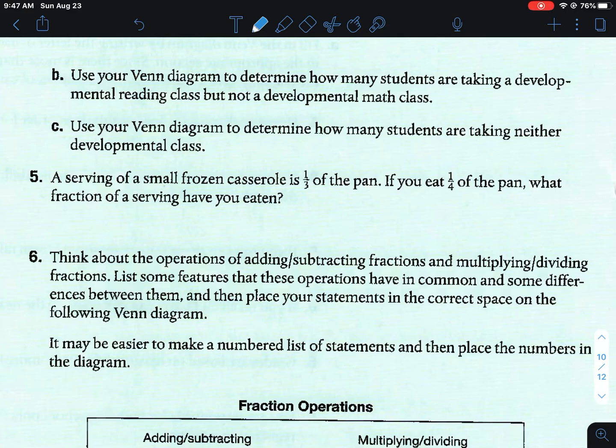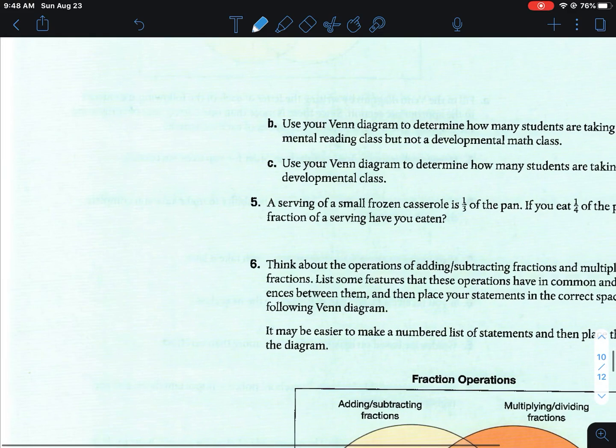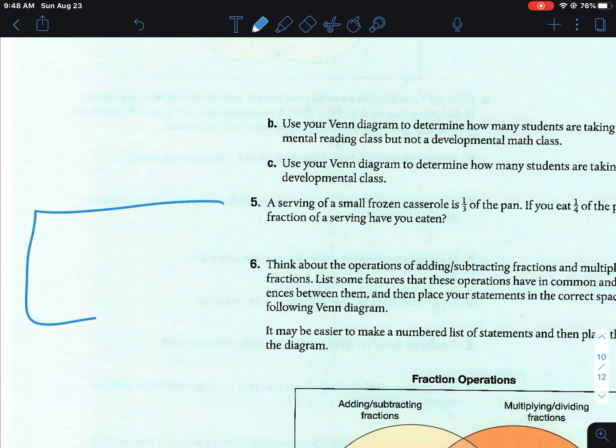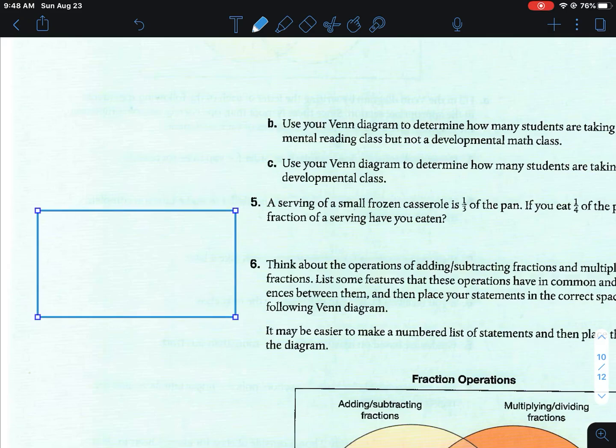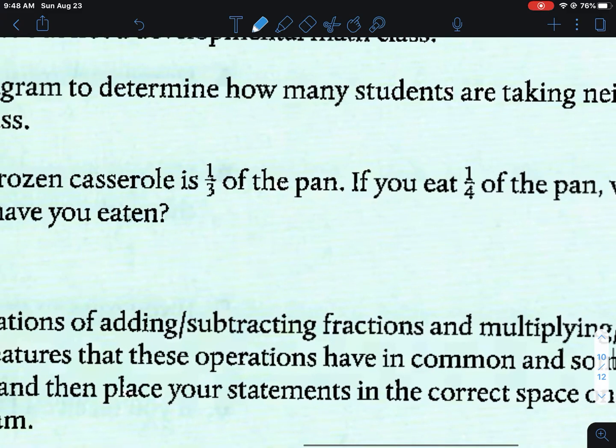So for this problem, it's really hard to compare my two fractions because they have different denominators. So I need to turn both of these fractions into something that has the same denominator so I can compare them and get a good visual of what's going on. So I'm going to draw a picture of my frozen casserole. It's in a nice square pan, and I need to get both of these fractions with the same denominator.